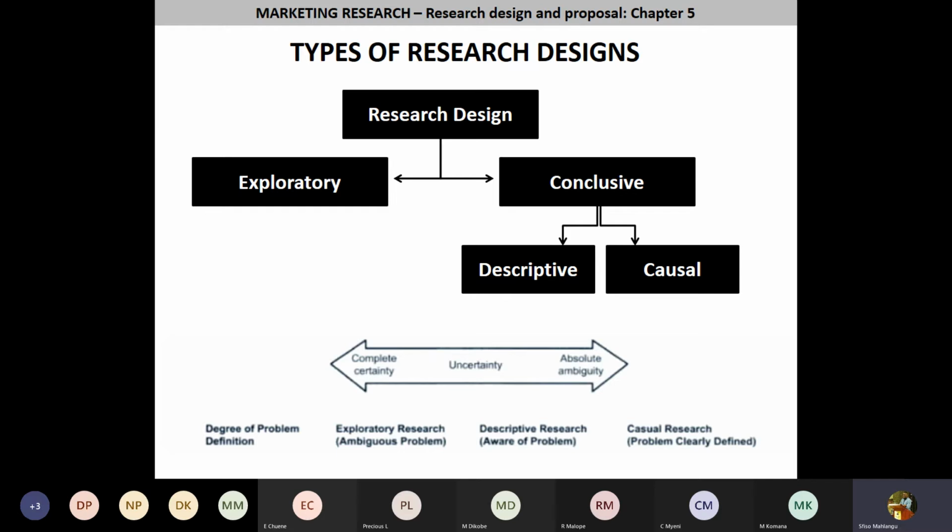And now we can come to descriptive studies on page 71. This is part of quantitative.